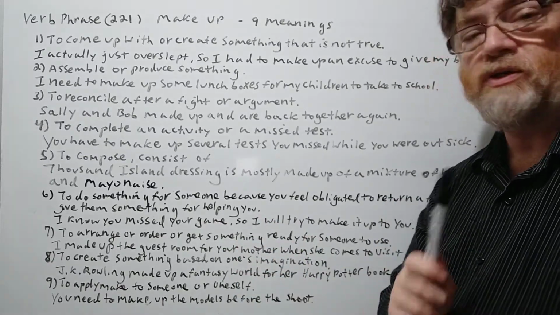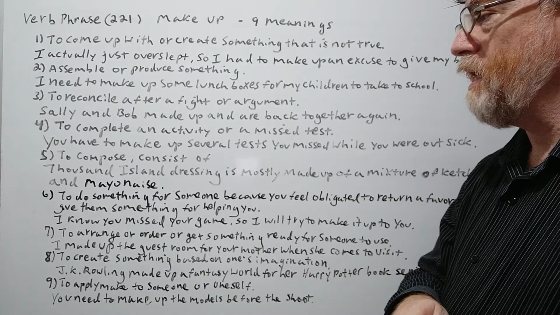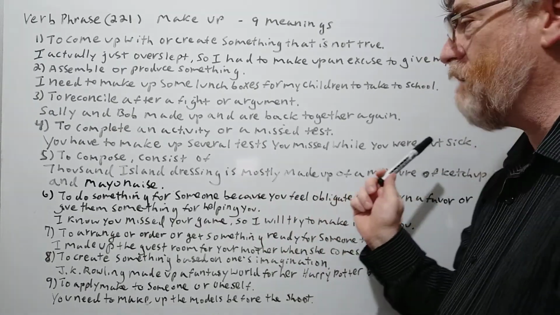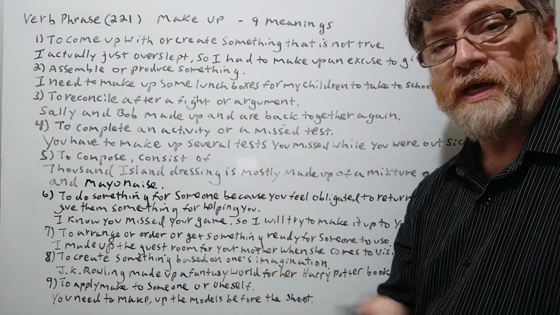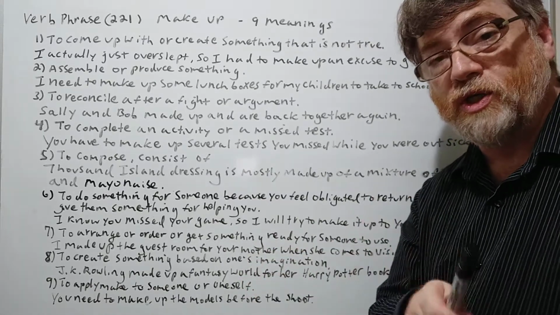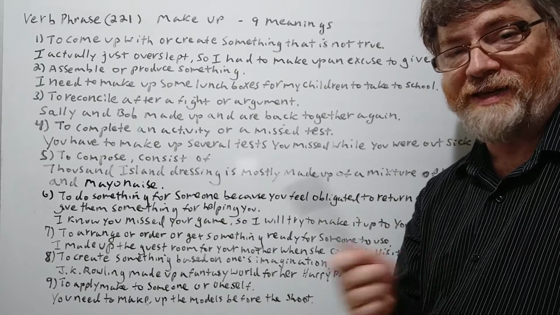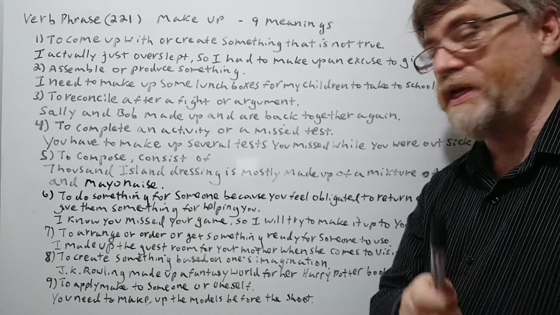All right, number 4, to complete an activity or a missed test. You have to make up several tests you missed while you were out sick. So the teacher has to make up some special tests for you because, if you had a good excuse that you were out sick, you can't just not have those tests. You still have to make up those tests.